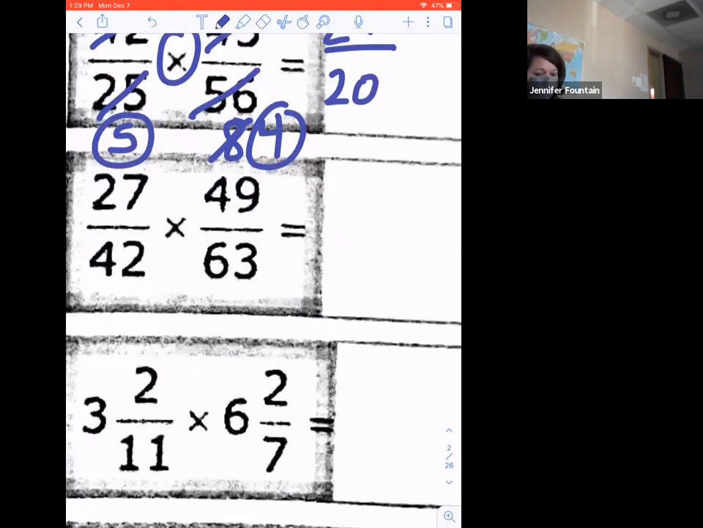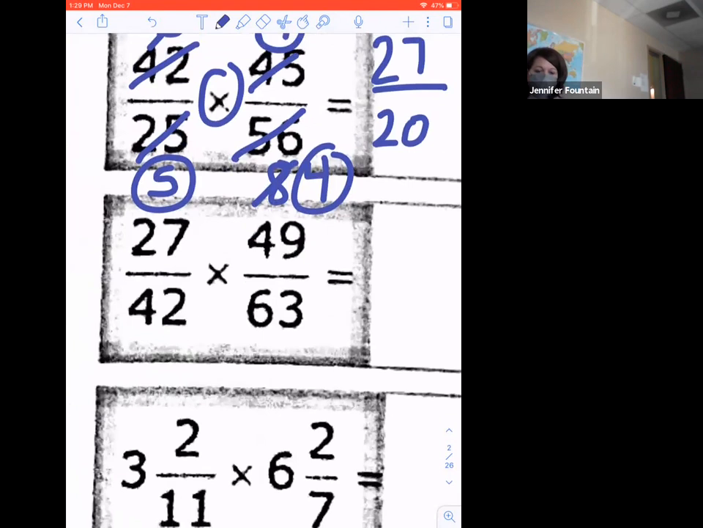Let's look at the next one. 27 over 42 times 49 over 63. What can I simplify between 27 and 63? 9. Good. And so 27 divided by 9 is 3. 63 divided by 9 is 7.